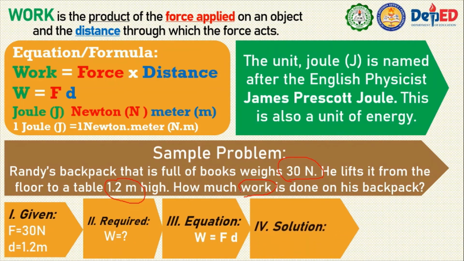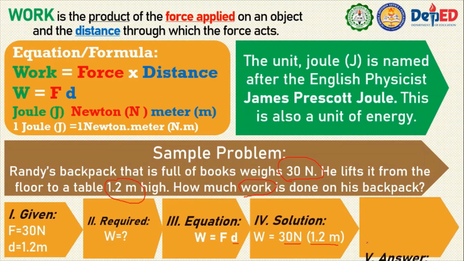Next step, solution. In the solution, we are going to substitute the given, the value of F and the value of d. So, work is equal to force. The value of force is 30 newtons. And the value of distance is 1.2 meters. Then last step, answer. Compute for your final answer. So 30 newtons times 1.2 meters is equal to 36 newton meters or 36 joules. And that is your final answer.